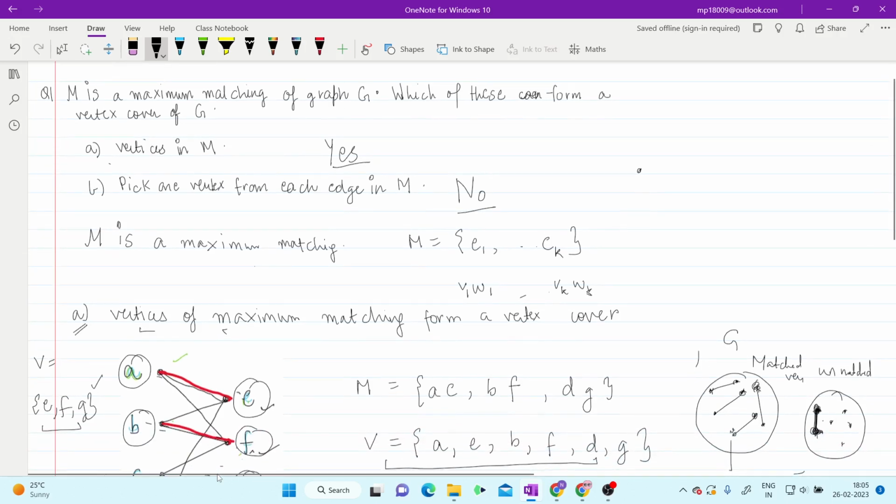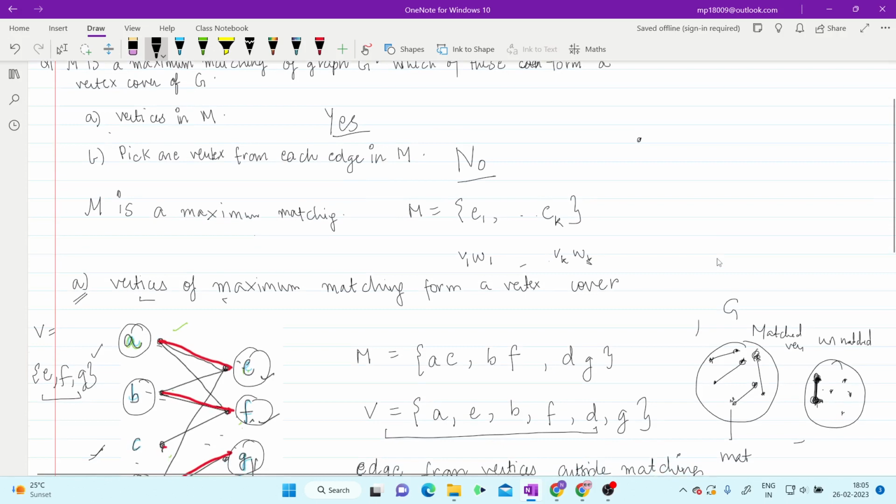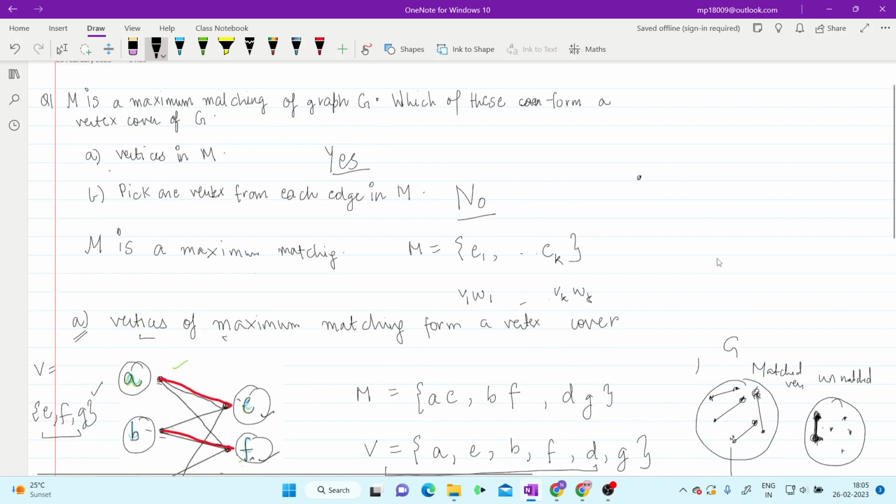If we have a maximum matching, the vertices of the maximum matching form a vertex cover. But if we just pick one vertex from each edge, then it might or might not form a vertex cover. So is this question clear? Ma'am, in option A, you have proved that the vertices of a maximum matching form a vertex cover. Yes. But in the question, it was given only vertices in the matching. Okay, ma'am. Thank you.